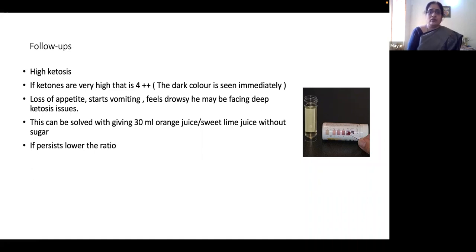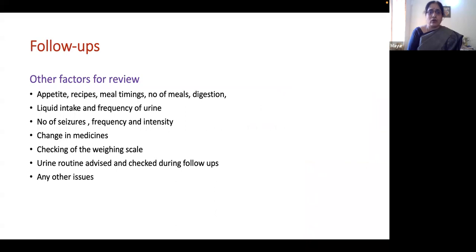So again, follow-ups are required because otherwise we will not be able to assess the calorie intake or the meal ratio. Ketosis, whether present or not present, and if not present, what has to be done further? All these things we will not be able to interpret unless they maintain a keto monitoring form and come for regular follow-ups.